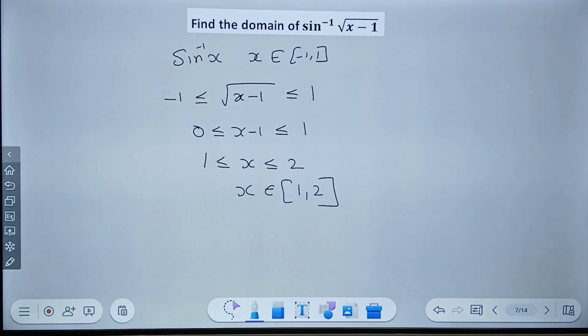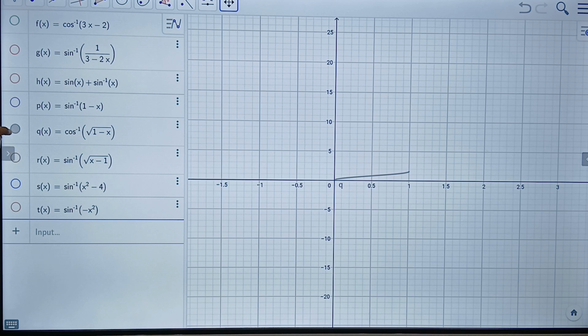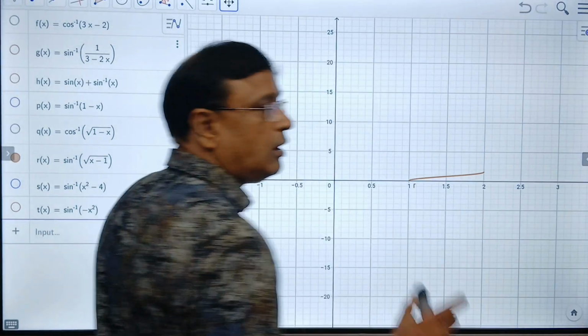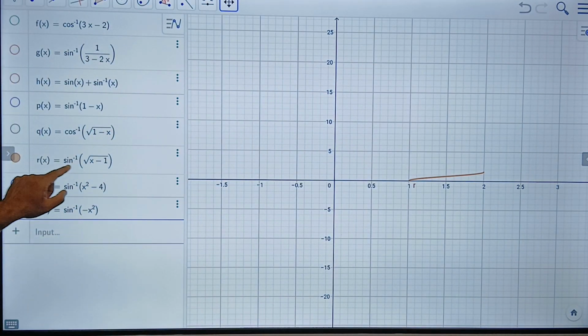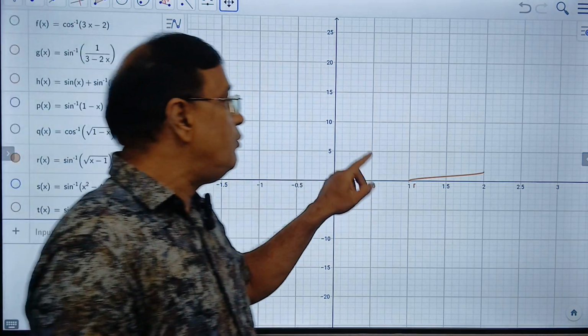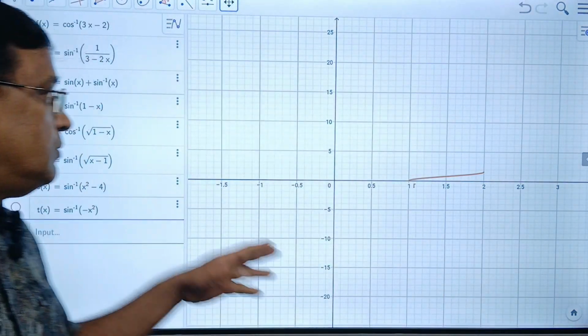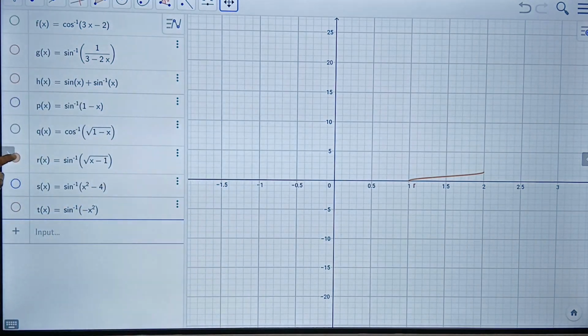Let's confirm it. Always it's better we confirm. Confirm it with this function. Now look at it. It is from 1 to 2. The graph will be only from 1 to 2. For sine inverse of root of x minus 1, your x will be from 1 to 2 only. Am I clear? So visually it is possible for us to understand the domain. Let me close this. Let's go to the next question.